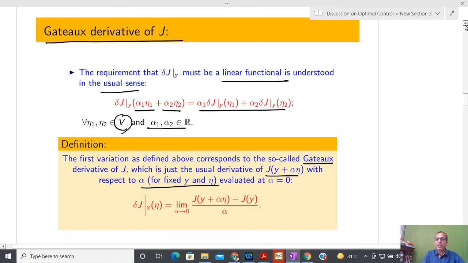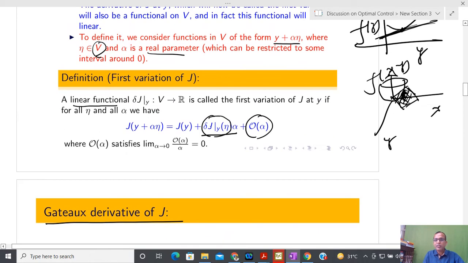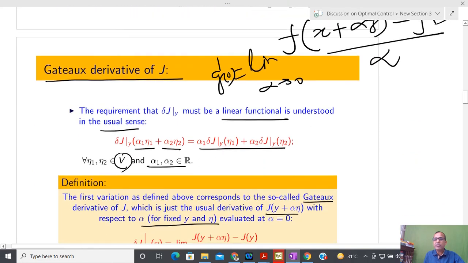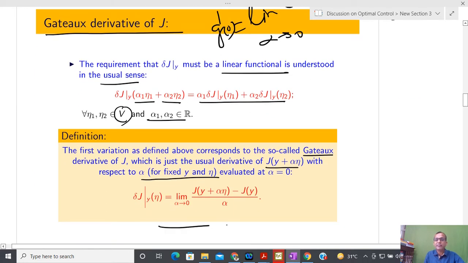Whenever we are talking about the first variation, if you remember the case of the finite dimensional optimization problem, at that time we defined the derivative like this, limit alpha tending towards 0, and this kind of thing I defined like J dash of 0. Now in place of J dash I am going to define it like this.